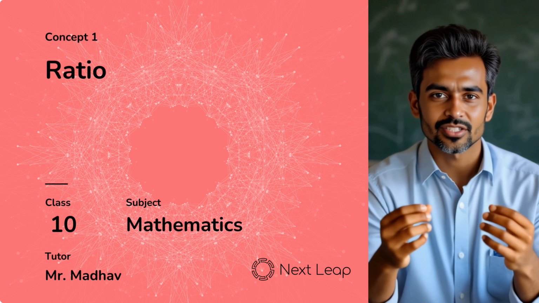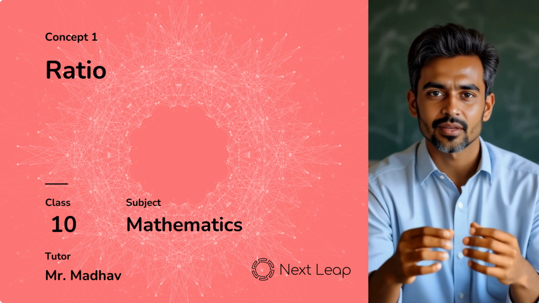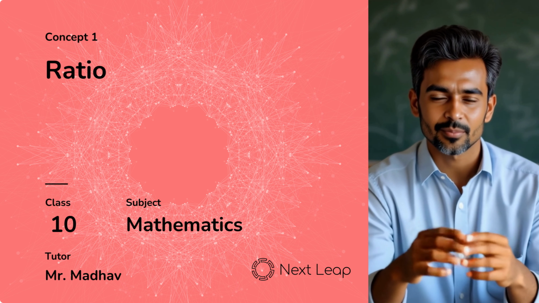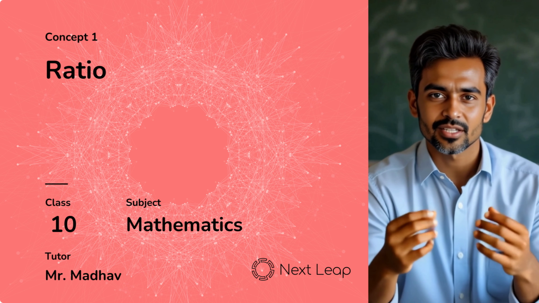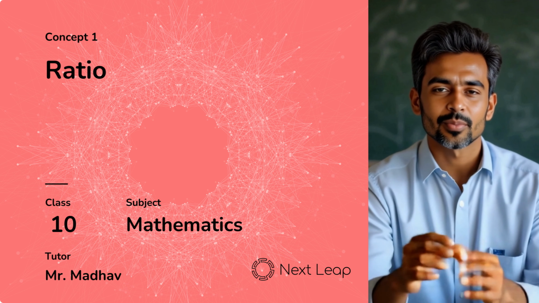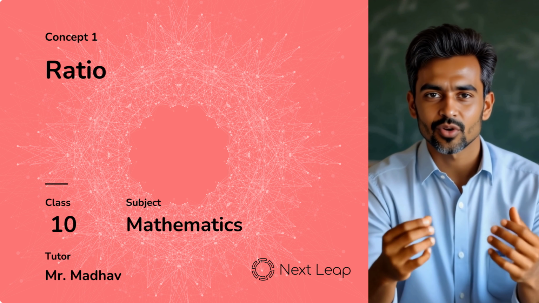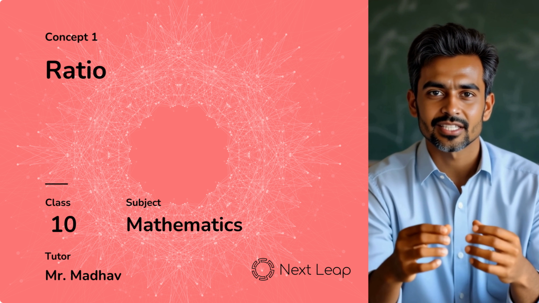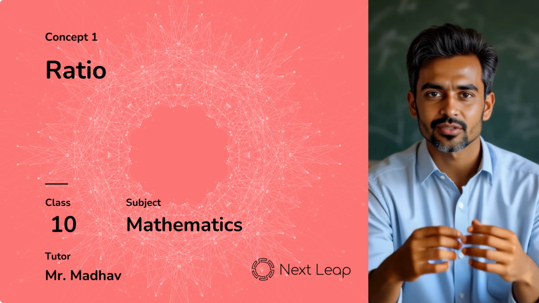A ratio is just comparing two numbers of the same kind by division. If we have two quantities A and B, then the ratio is written as A colon B or as A divided by B. For example, comparing rupees 8 with rupees 13 gives us 8 by 13 or simply 8 colon 13. Notice, ratios are unit-free. Once we form the fraction, the rupees cancel out. That's why we say ratios are pure numbers.